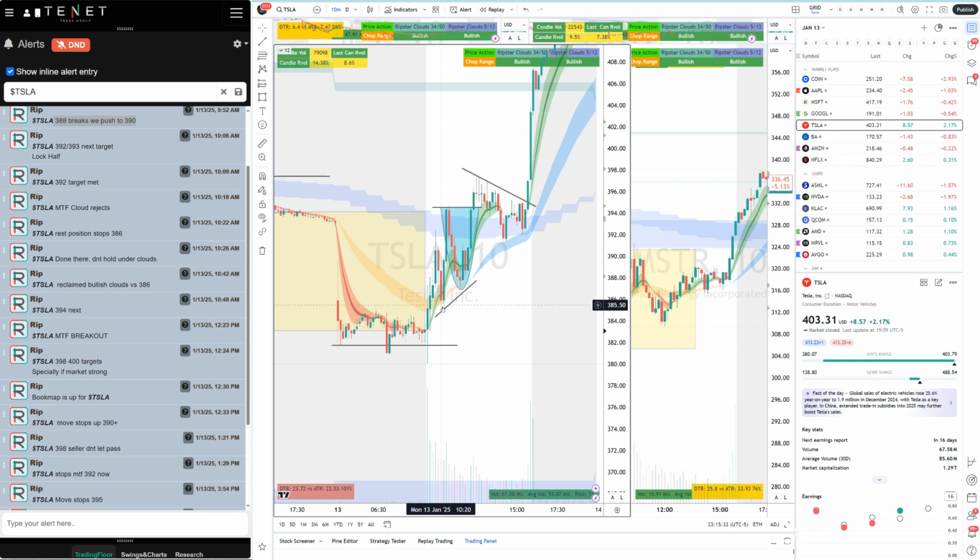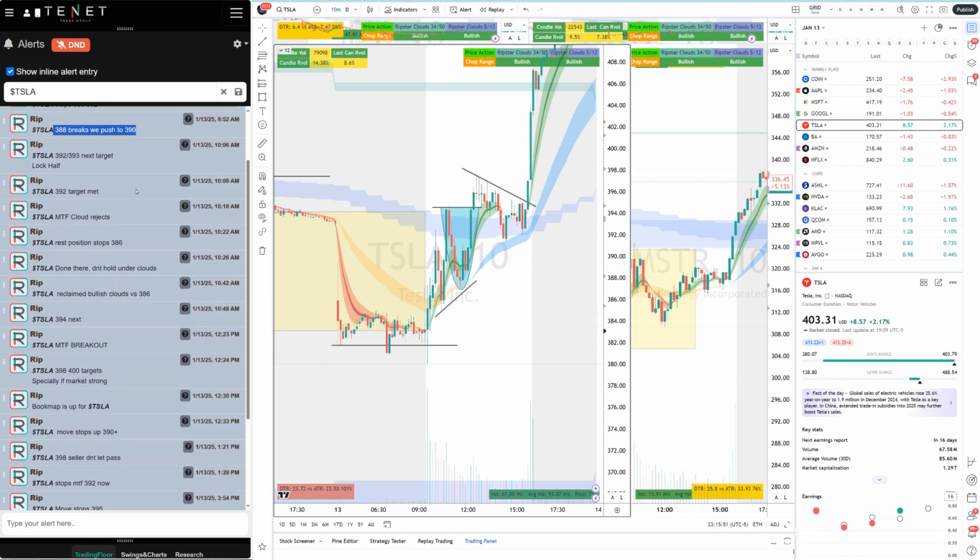That's fine. When Tesla started to break down, I told everybody to cut, and we did cut. Some of the traders held, but we cut because our stops were 386. But then what happened was, right at this candle, Tesla again became bullish. So you saw this morning trade, right? I said versus 382. I just showed you the screenshot. 388, 390, all the targets met, and we rejected from the MTF clouds.